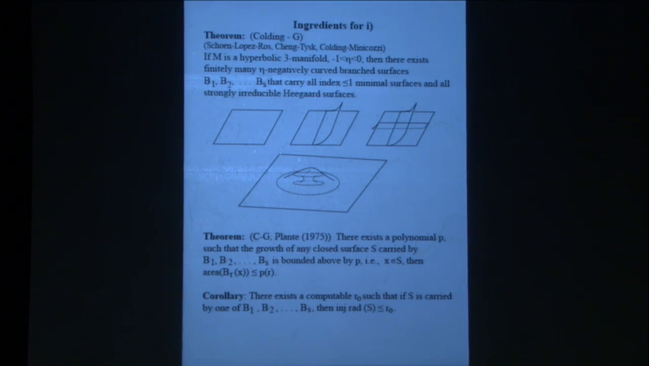So here's what you might ask: what does this have to do with Heegaard splittings? But the corollary of these two facts is that there's a computable number, so that if a surface is carried by one of these branch surfaces, then the injectivity radius of the surface is uniformly bounded above.